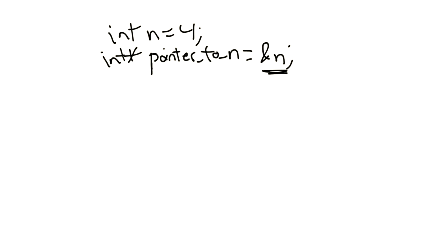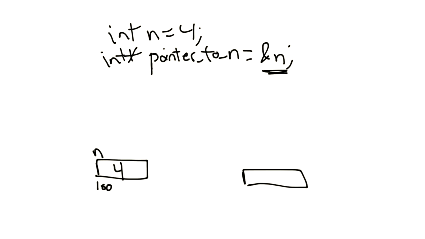Let's draw a diagram for this. We first have the variable n, which we'll draw as a little box in memory. For this example, let's say that this box is located at address 100. Inside of this box, we're storing the value 4. Now, we have a new variable, pointer to n. It has its own box in memory, which we'll say is at address 200. Inside of this box, we are storing the address of n, which we before said was 100.